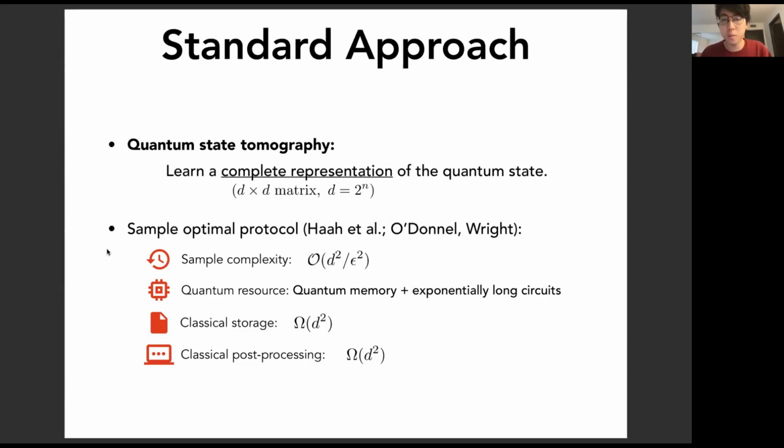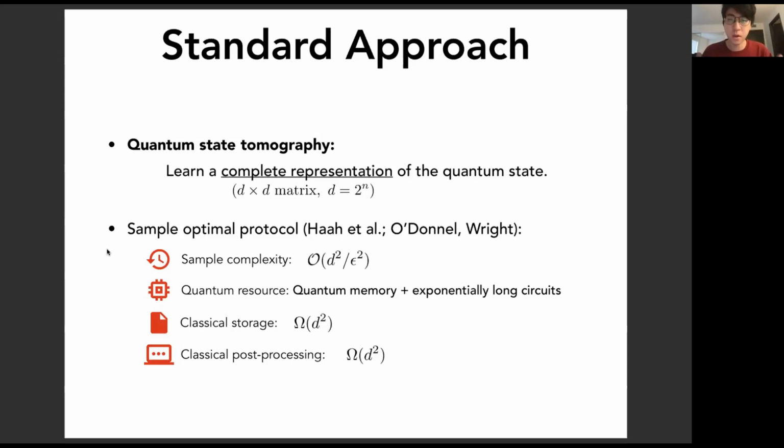Even the optimal protocol, due to Haah et al., and Ryan O'Donnell and John Wright, scales exponentially in all aspects. You need an exponential number of copies. You also need an exponentially deep circuit. After that, the storage is exponential, and any post-processing, like computation time, is also exponential. This would always occur if you want to learn the full representation of any quantum system.